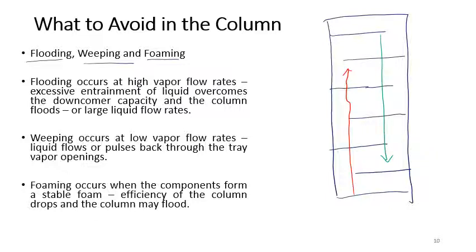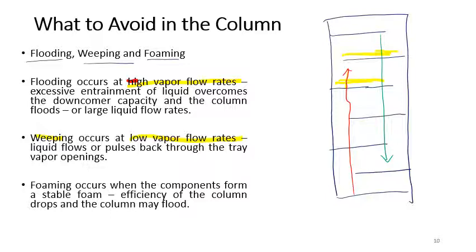Okay, so when the vapor flow rate is very high, the liquid cannot come down. So this will cause flooding. Or otherwise, a larger liquid flow rate can also cause flooding because then it's not balanced between the vapor flow rate and liquid flow rate. Whereas weeping occurs at low vapor flow rate. When the vapor flow rate is very low, it cannot entrain the liquid in each tray. So the liquid keeps coming down. It weeps down the column.